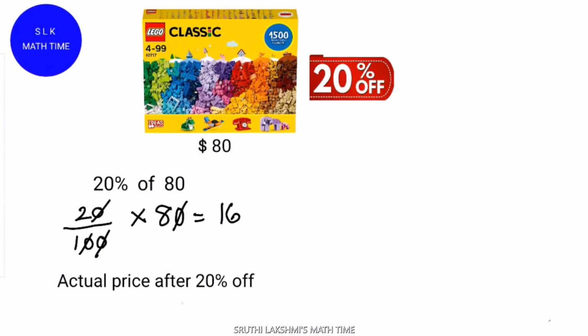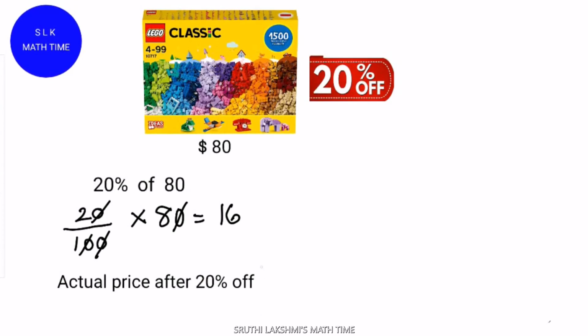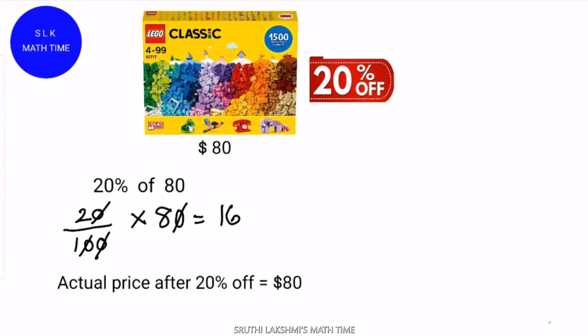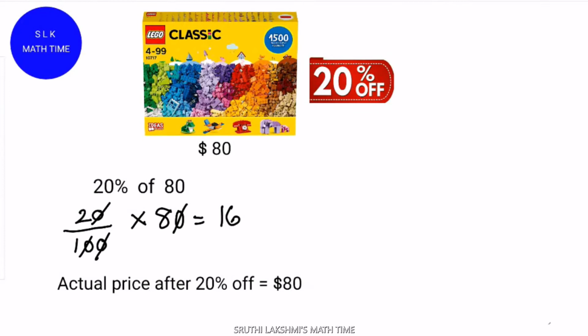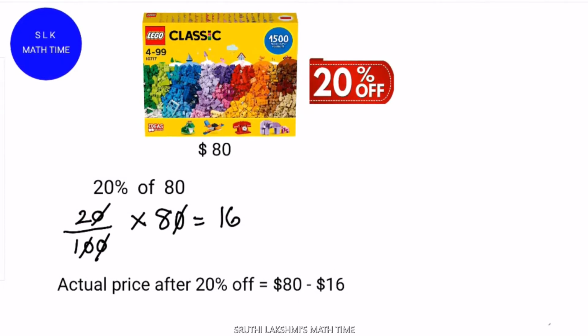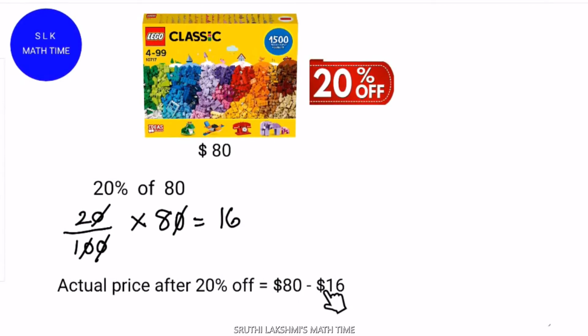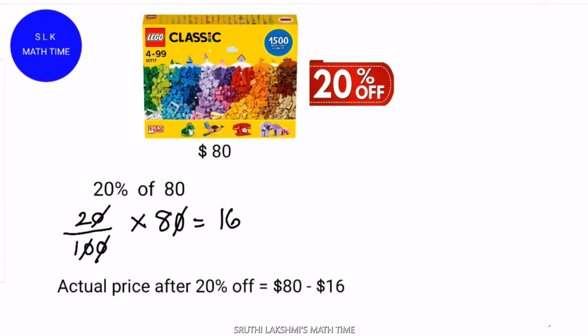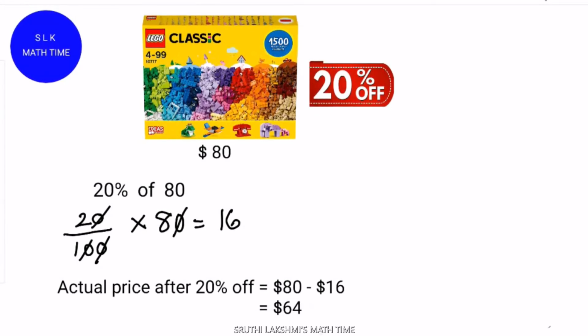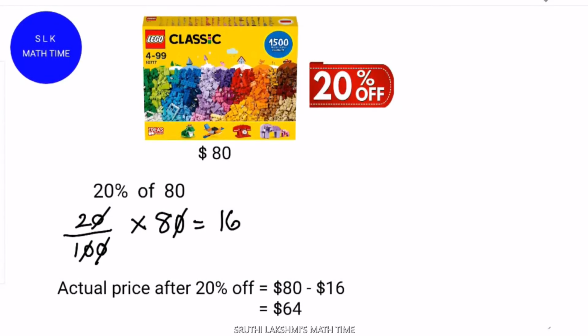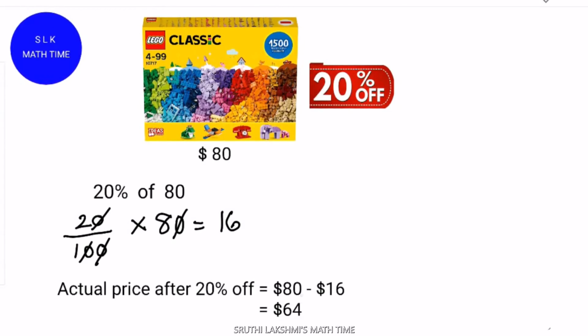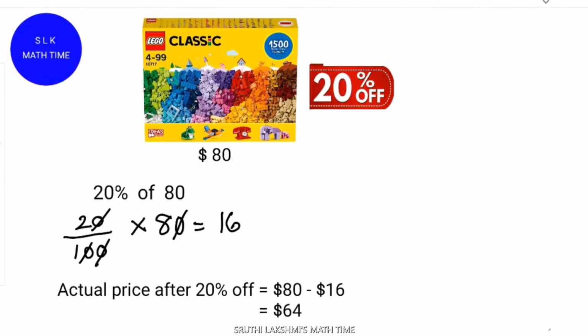The actual price after the 20% off is the price of the Lego set, which is $80, minus the discount price, which is $16. So 80 minus 16 is $64. So we get the Lego set for only $64 now. Hooray!